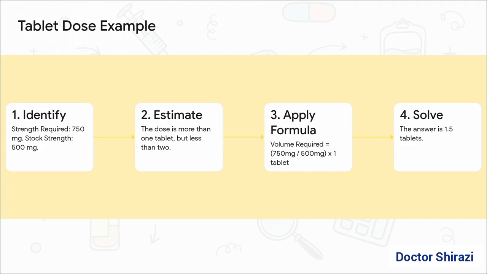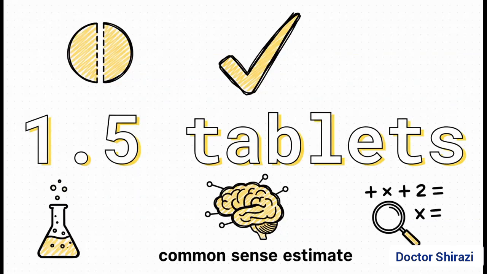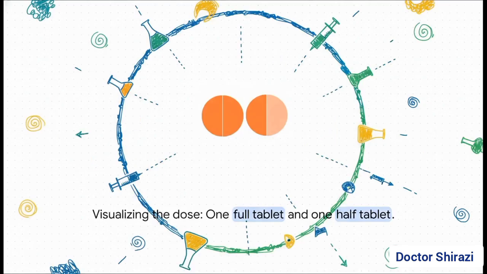750 required over 500 stock times 1 tablet. And when you solve that, you get your answer, 1.5 tablets. And what do you know? That lines up perfectly with our common sense estimate, which should make you feel really confident that you've got the right answer. And this is what that number actually means in the real world.